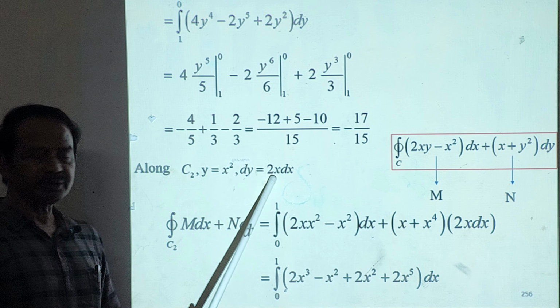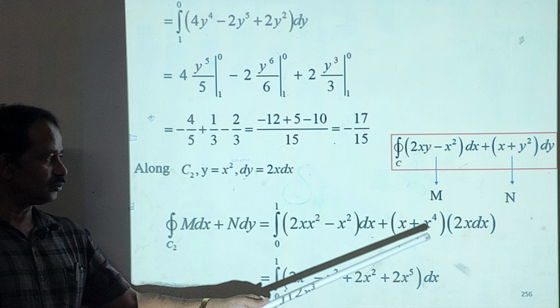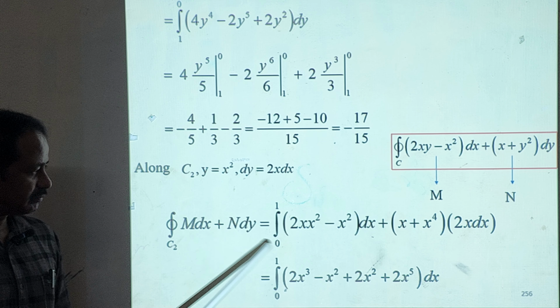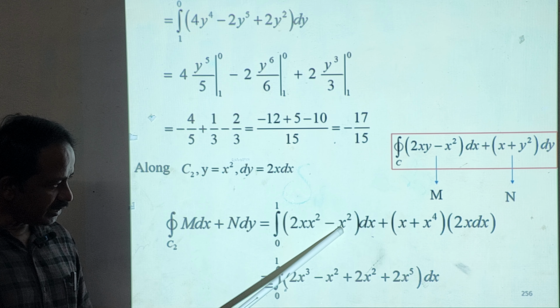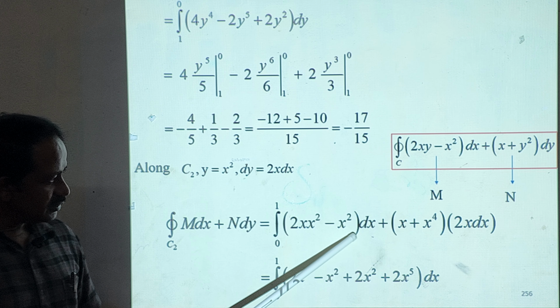And what would your dy? dy becomes 2x dx. So 2x dx. So simplifying will give you 2x cube minus x squared. Correct?